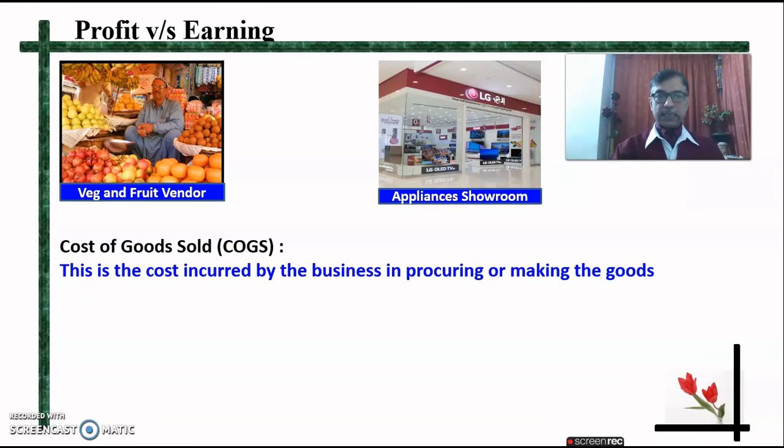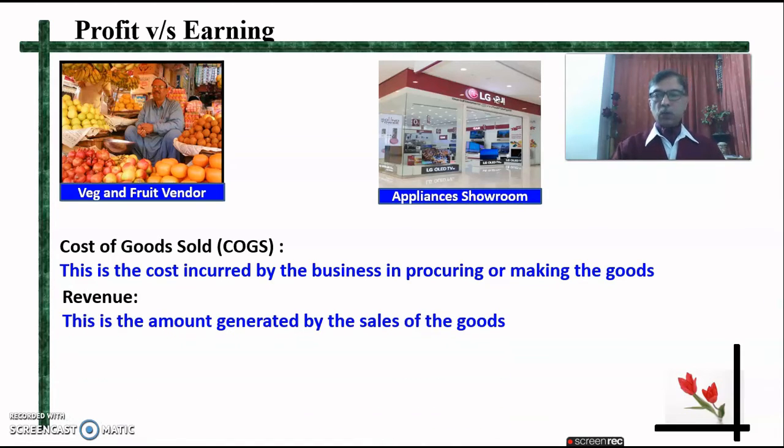And even if you consider, for example, fruits and vegetables, if a farmer is growing that product, then whatever amount he incurs on producing those goods is called the cost of goods sold, because ultimately he is also going to sell those goods. All right. And then comes the revenue. Revenue is the amount generated by selling those goods. First, he has incurred some cost on procuring those goods, which is called the cost of goods sold. And then once he sells those goods, he generates revenue.